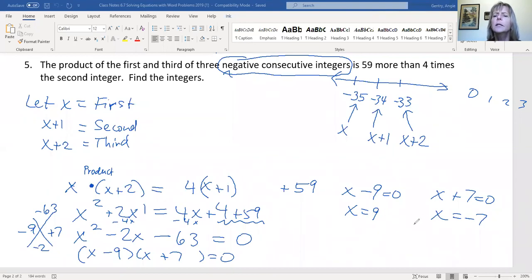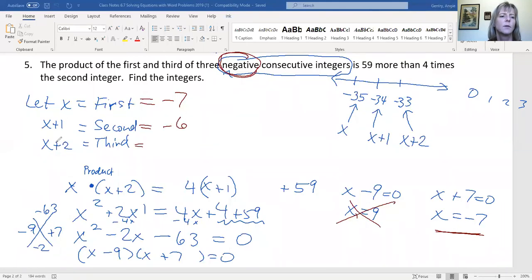So we get here in class, and they're so used to throwing away the negatives that they threw this in the trash. And I have to ask, let's go back to the original and look at what the original said. The original said they have to be negative numbers. So wouldn't you take that 9 and throw it in the trash and say x can't be 9 because it has to be a negative number? So in this case, you're going to choose x as negative 7. So you come up here and say the first integer is negative 7. And then the next one is negative 7 plus 1, which is negative 6. The next one is negative 7 plus 2, which is negative 5. These are your final answers.